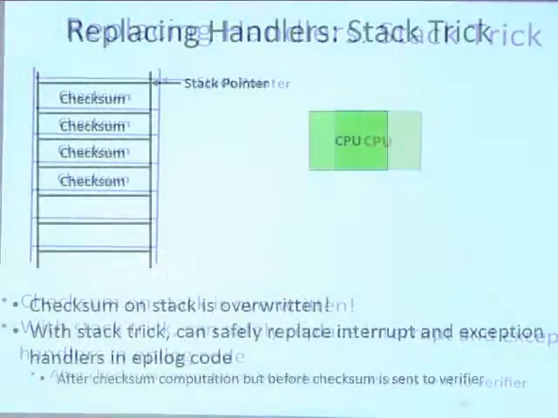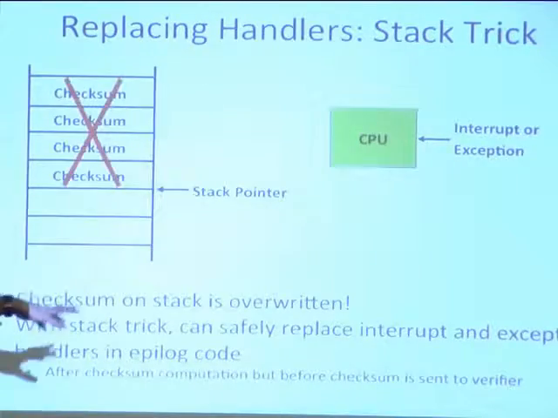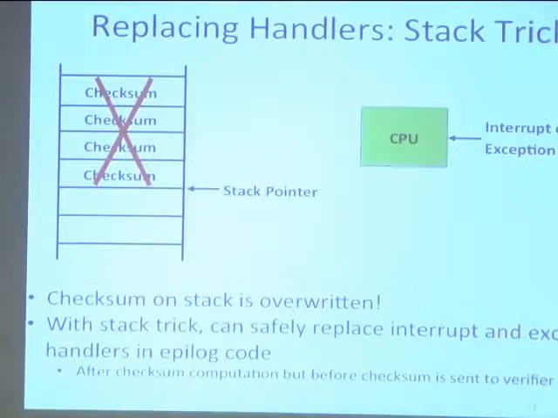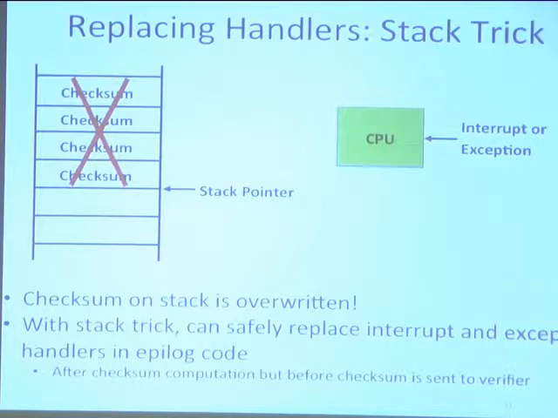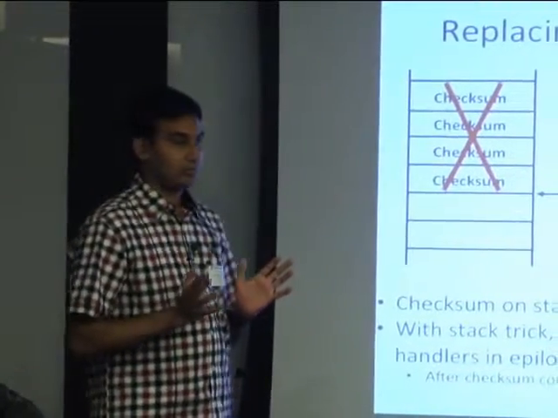So what we said is, let's keep part of the checksum on the stack. Now, if the attacker decides to trigger an interrupt or exception, that part of the checksum is going to get overwritten. With this arrangement in place, we can safely replace all the interrupt and exception handlers after the checksum is computed, but before the checksum is sent to the verifier. Because the valid checksum is still sitting on the stack, and at that point, if you generate an interrupt or exception, the checksum is just gone, right?